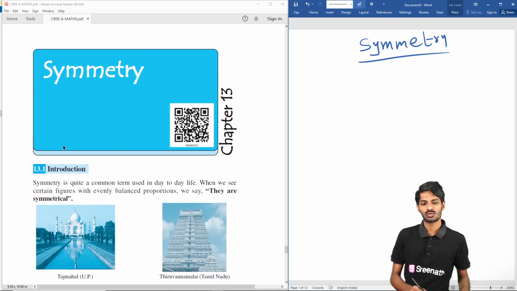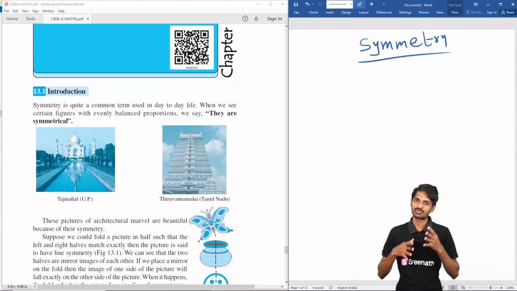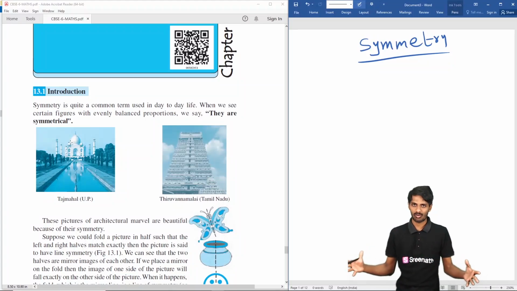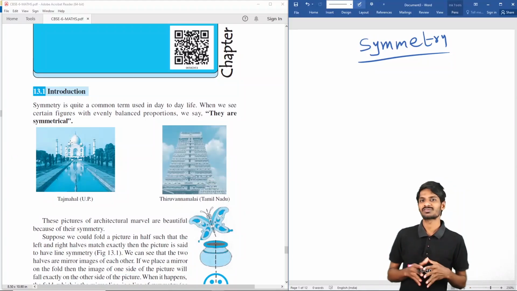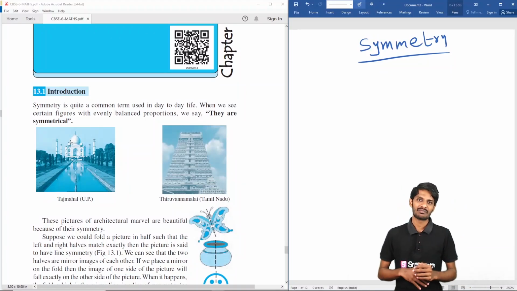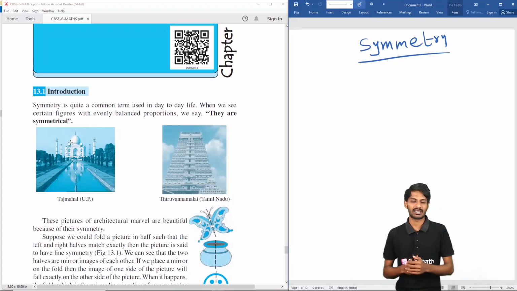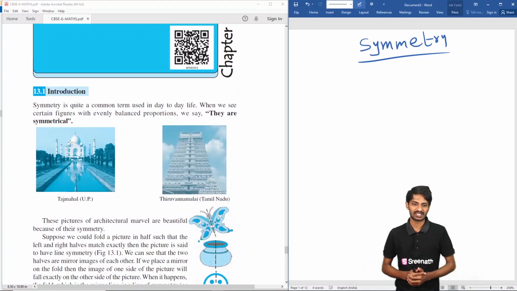So in the introduction, symmetry is quite a common word, and symmetry is everywhere. It is in many objects in our nature, in our surroundings. Have you seen the Taj Mahal, friends? Some of you may have seen it, some may not have, but some of you may have had a dream to visit it at least one time. Don't worry, students, your dreams will come true.